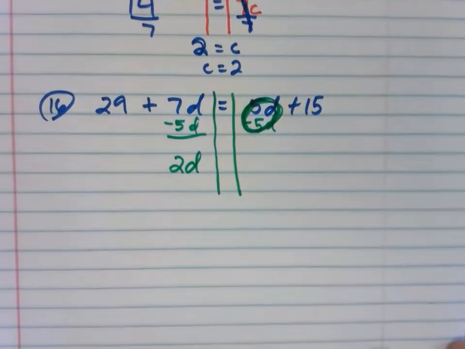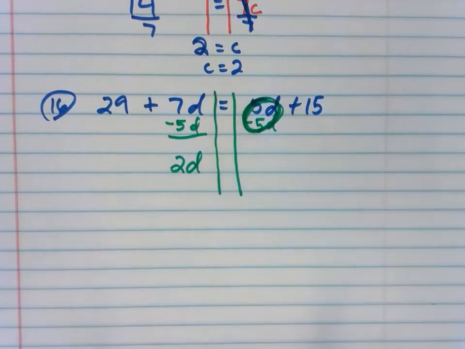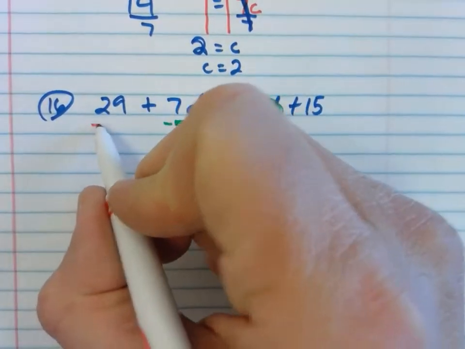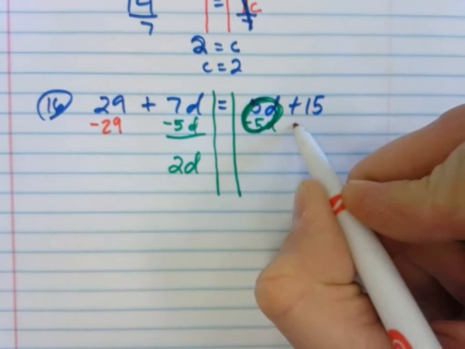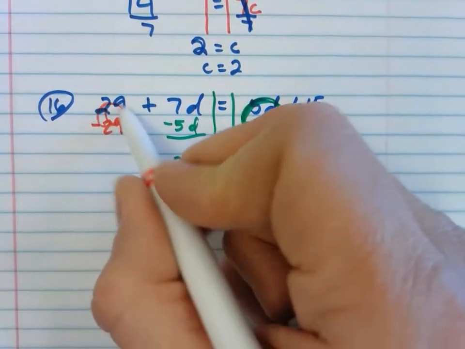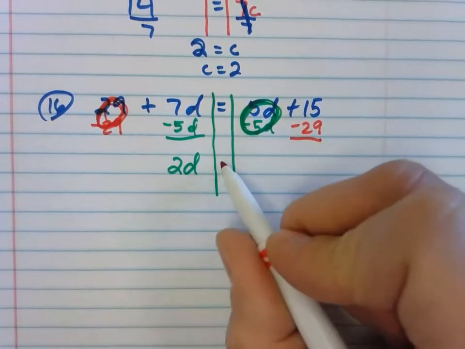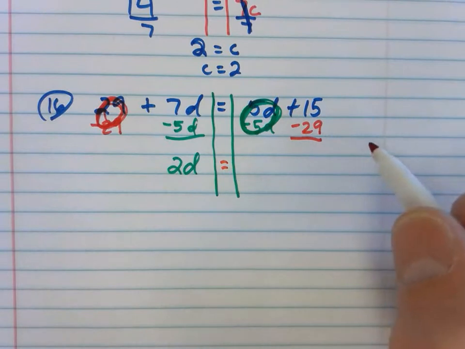Okay, all right. Now the next thing I'm going to do, of course, I've got to get that constant over here. So I'm going to do a minus 29 on the left, which means I'm going to do a minus 29 on the right. Them 29s right there cancel out to a 0 pair. And then here's the question. Here's where I always get worried. Oh man, 15 and negative 29.